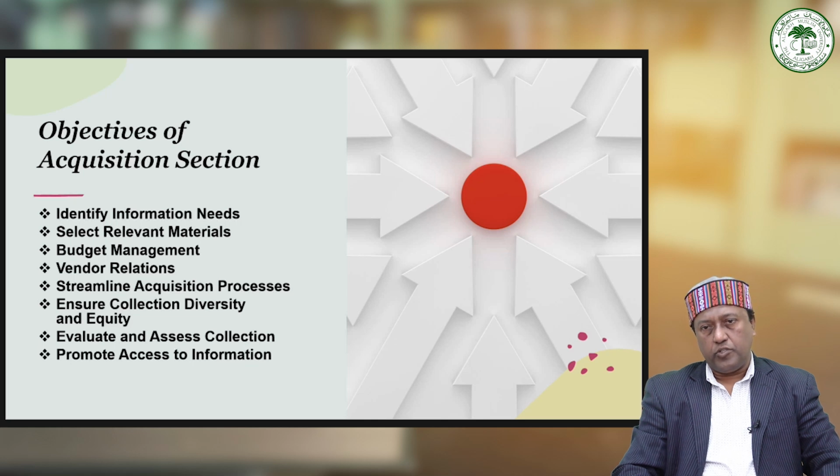Basically, the objectives of the acquisition section are aimed at efficiently and effectively building and maintaining a comprehensive collection of resources that meets the informational, educational, and recreational needs of the library users. Here, some of the objectives will be outlined. Number one, as I told you, identify information needs.